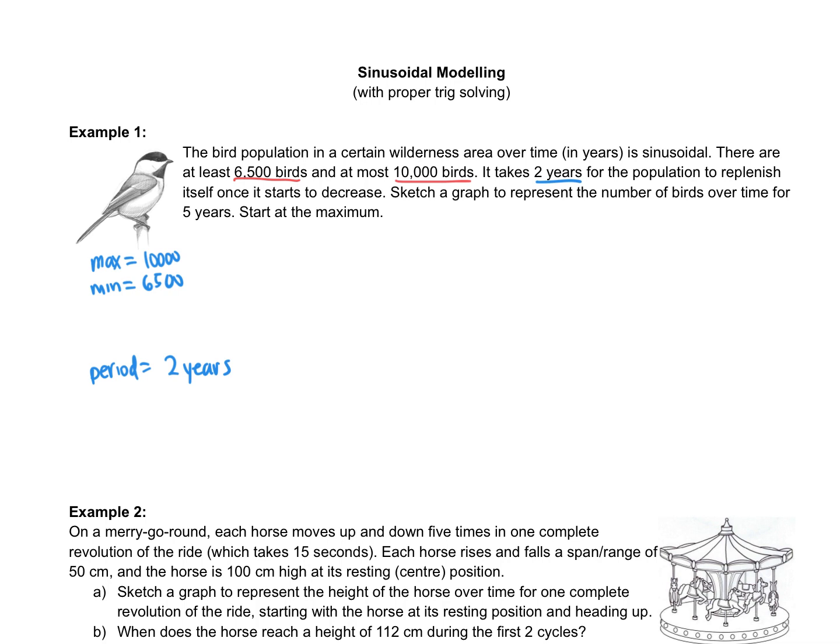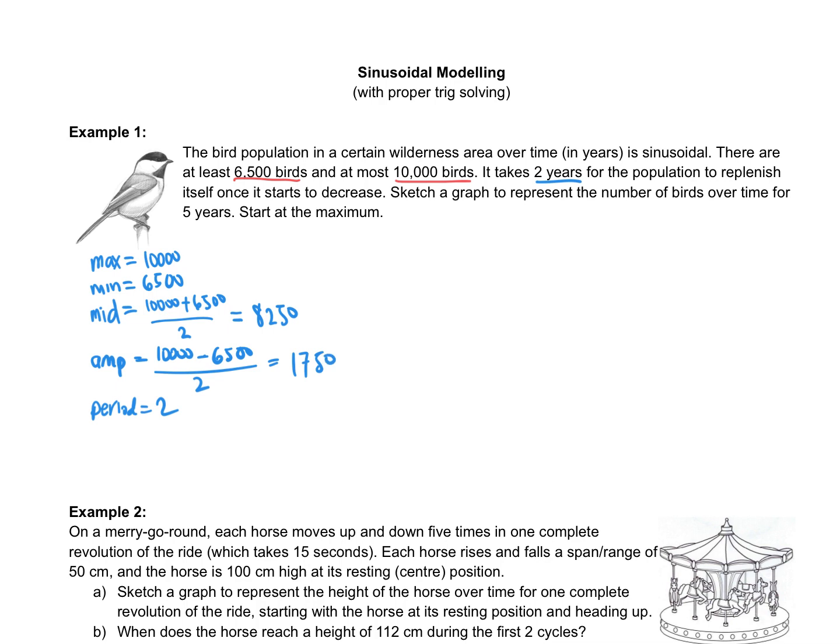Now, with just the information that they gave us, I can find quite a lot of other things. So if I have my max and min, I can also find my midline by averaging the values. So max plus min cut in half. And when I do that, I get 8,250. And now we can also find our amplitude by doing max minus min divided by 2, and when we calculate that, we get 1,750.